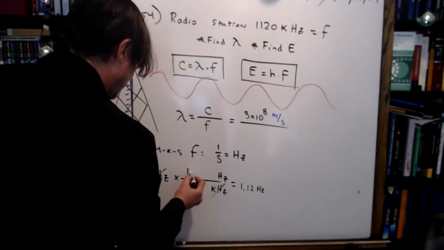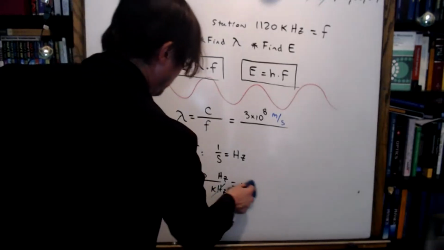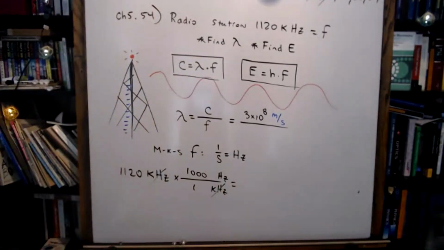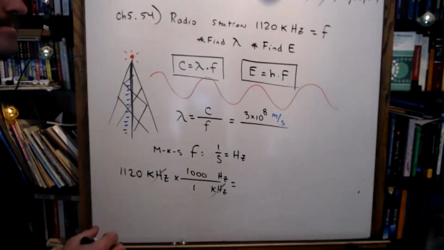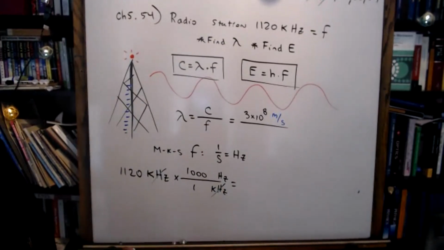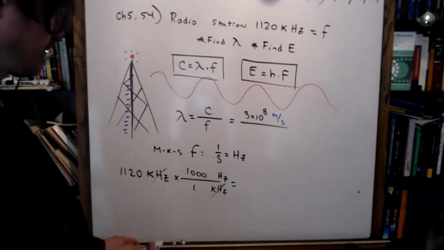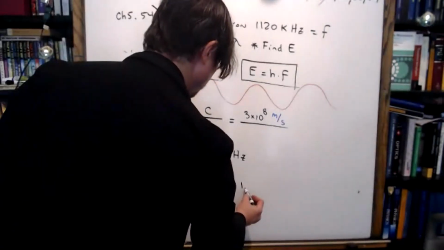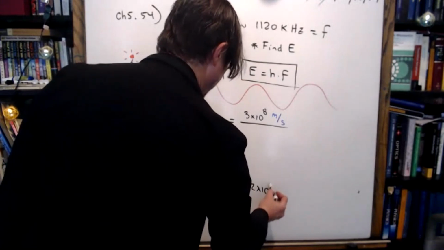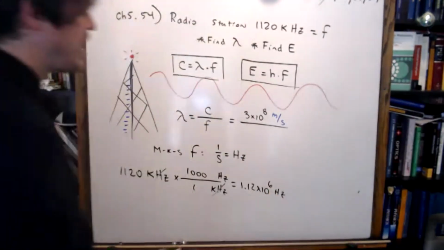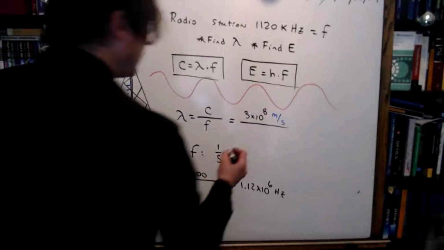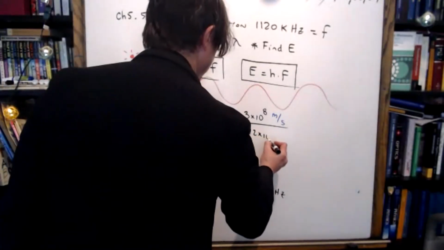1 kilohertz is 1,000 hertz. So how many hertz do I have here? 1.12 times 10 to the 6. Fine. And that's what we're going to put into the denominator here, because that's the same thing as 1.12 times 10 to the 6 cycles per second. Punch them up.